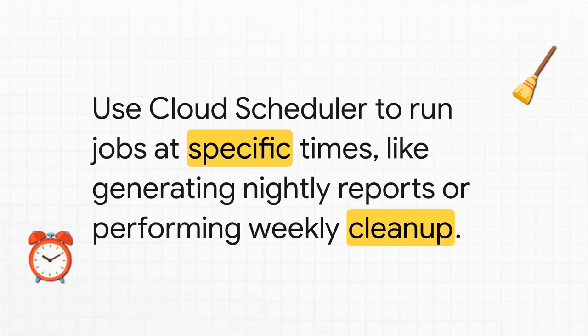Third up, scheduled tasks. You know, not all events come from users. Cloud Scheduler is basically your system's personal alarm clock. It can kick off a function to generate sales reports every night, run heavy data jobs when the system load is low, or even send out daily email newsletters, all without any human having to lift a finger.